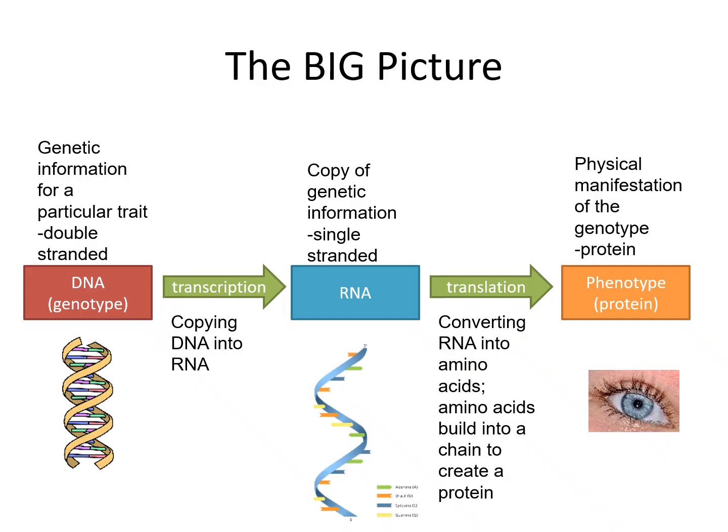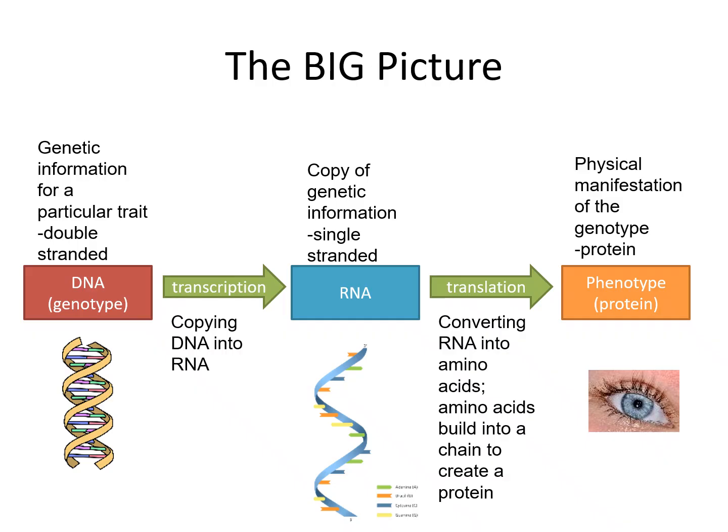is going to be copied from DNA into RNA. That is the process of transcription. From there, the product is RNA. RNA is a copy of genetic information that is single-stranded, and instead of A's, T's, C's, and G's, it's A's, U's, C's, and G's. So remember, DNA has thymine, RNA has uracil. RNA is then going to be translated into a protein. That process is the conversion of RNA into amino acids.